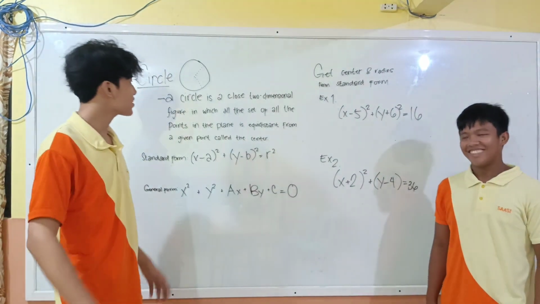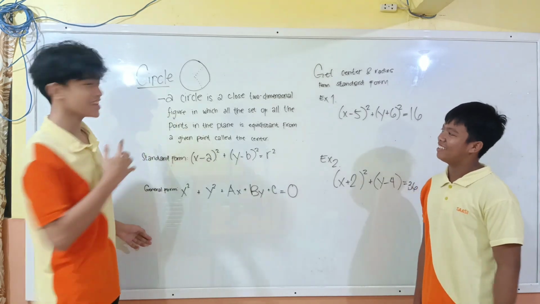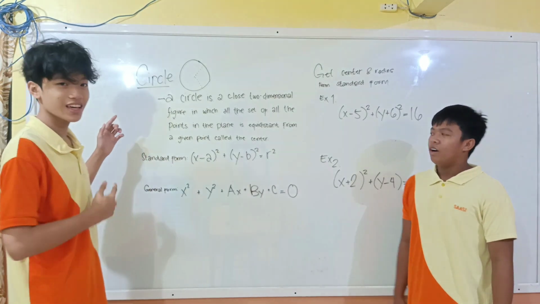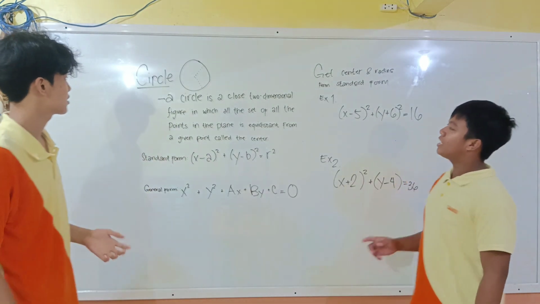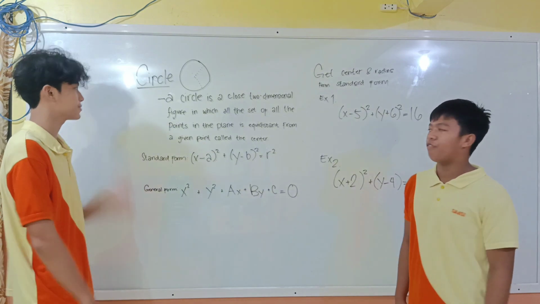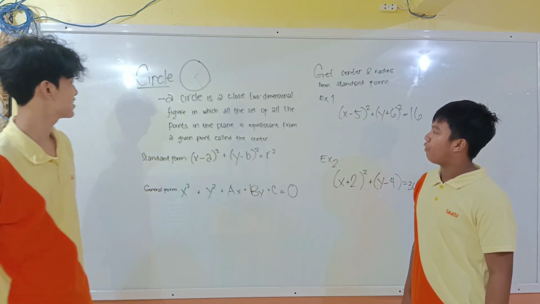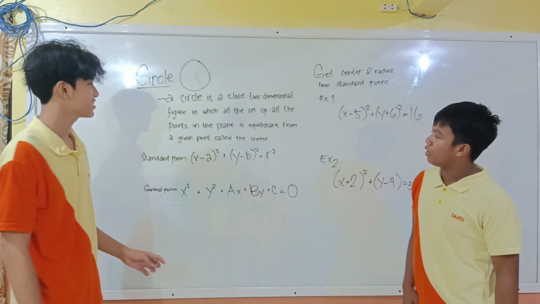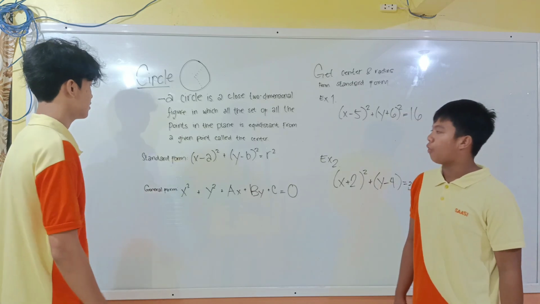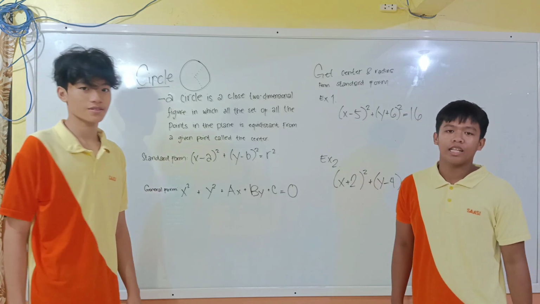Hi, we're back. Now we're going to talk about the circle. Audrey, can you read what a circle is? A circle is a closed two-dimensional figure in which the set of all the points in the plane is equidistant from a given point called the center.